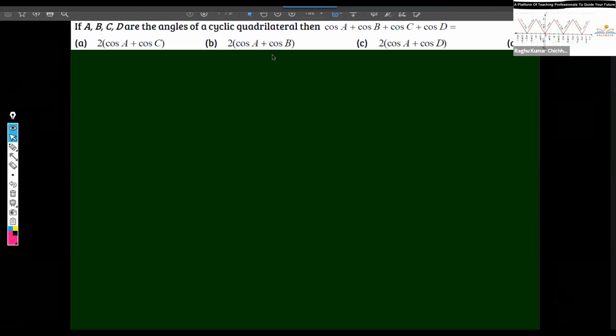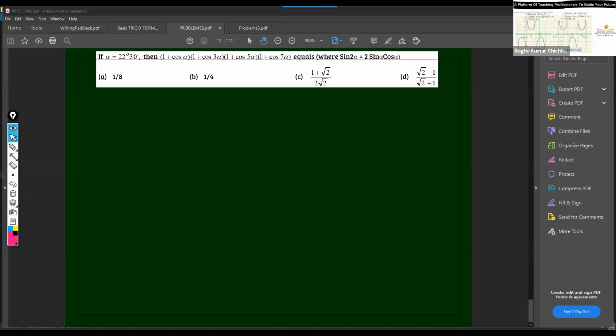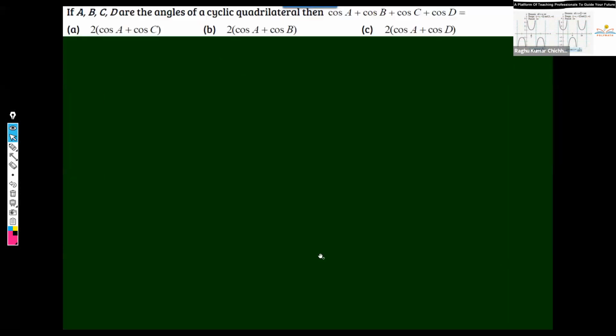Say ABCD are the angles of a cyclic quadrilateral. Then cos A plus cos B plus cos C plus cos D is to be found out. You can also try that, but it is there in the given assignment.